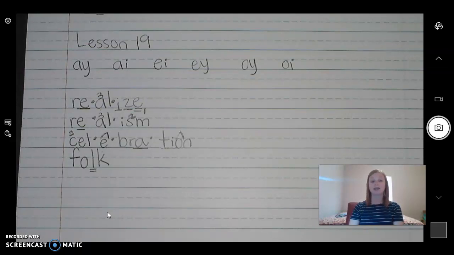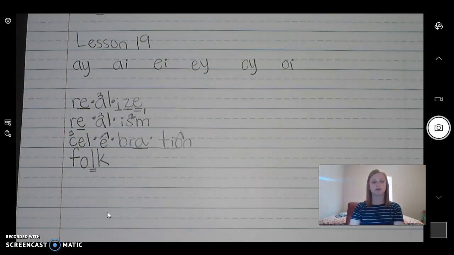And our very last word is actually going to be similar to this one. And we're just making it plural, okay? So folks, okay? We're just making it plural, so we're adding that s sound at the end. It's going to be spelled exactly the same. You're just adding that s sound at the end. So go ahead and write that down.